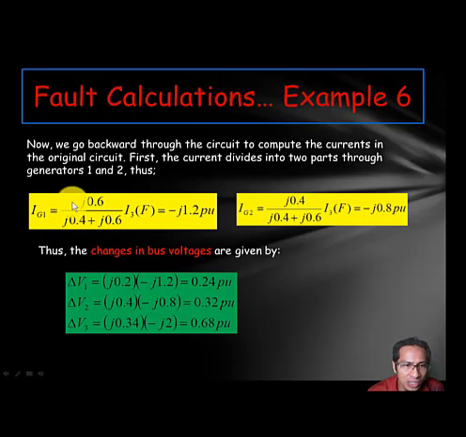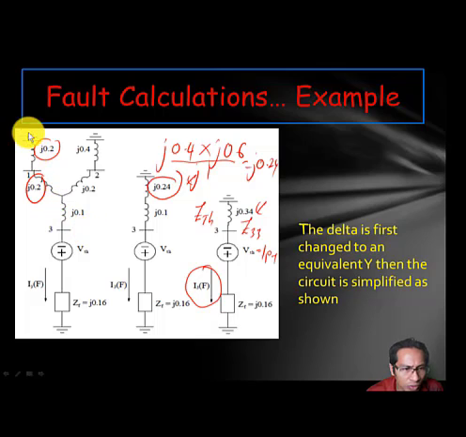Now we go backward through the circuit to compute the current in the original circuit. First, the current is divided into two parts through generator 1 and generator 2. Thus Ig1 is equal to j0.6 over j0.4 plus j0.6 times I fault. Why do we have j0.6? Because in the circuit just now, this is Ig1 and this one is Ig2. So we use the current divider circuit, and to calculate Ig1 we take this impedance.